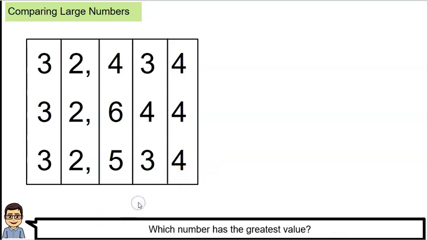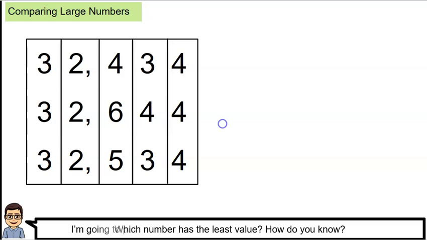So one thing I notice is they all start with the same first two numbers. They all have 32 thousands in them, right? So I need to think about, if they all start with that, I need to look at the next number, which is 100. And I want to know which number has the greatest value. So go ahead and tell me, which one's the biggest number? And which one is the least? Which one is the smallest number?